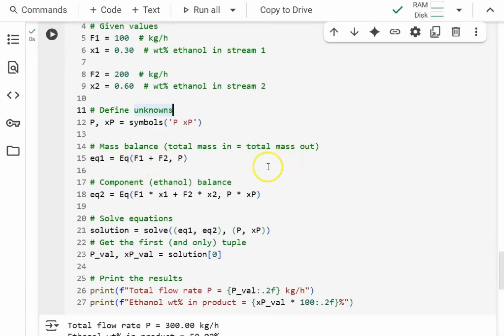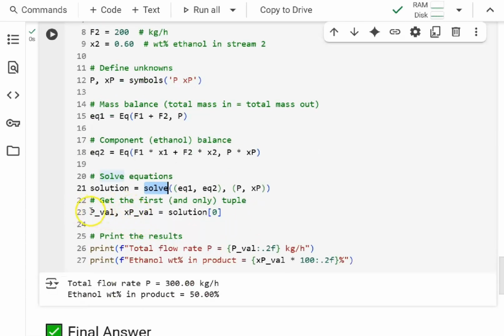Now I am setting up the two equations. Total mass in is equal to total mass out, so equation 1 is F1 plus F2, this is input, and this is output. Similarly, the component balance: this is ethanol in, F1 times X1 plus F2 times X2, and this is the product side ethanol. Now we solve, solve is the function we call, and we'll get the solution, the P value and the XP value.